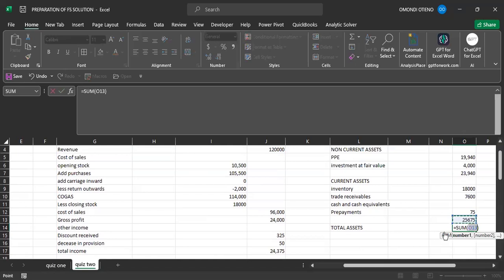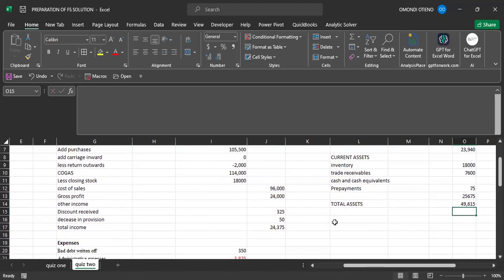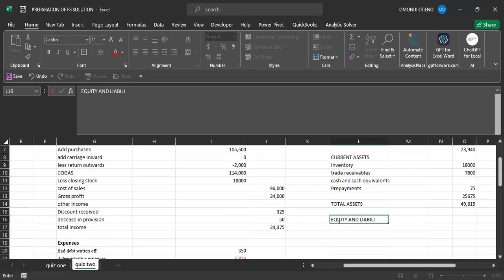Total assets, we take total current plus total non-current assets. So we have 49,615. Then to this, we go to equity and liabilities. So under equity and liabilities, we have equity. We start with equity, right?